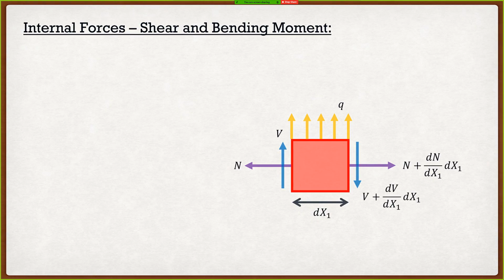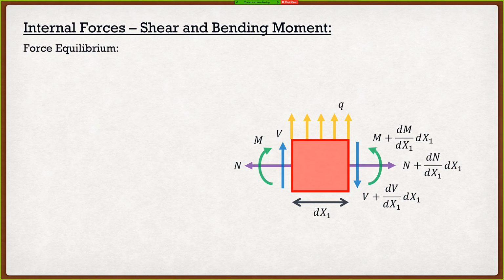We have a shear force, which is V. And then, of course, on the other side, I have the shear force plus the change in shear force over that distance dx1. And then finally, we have bending moment. So again, same thing. We have moment on the left-hand side, and then we have the moment plus the change in moment over that length dx1 on the right-hand side. So these are going to be the sign conventions we also use.